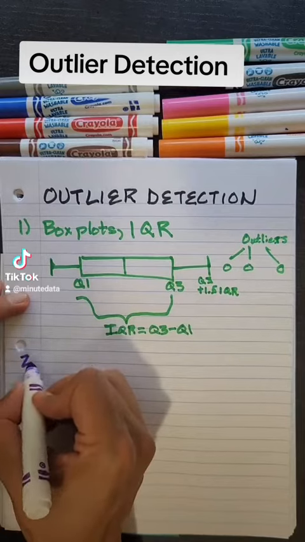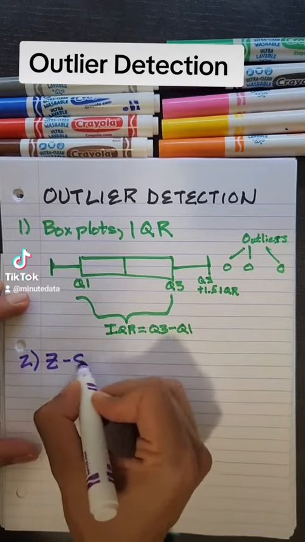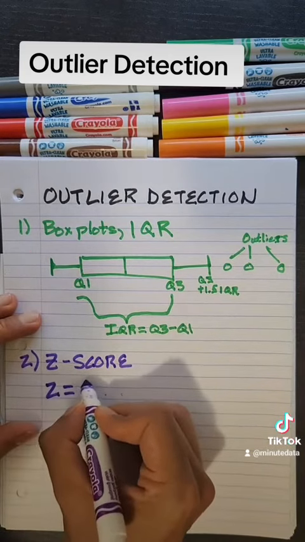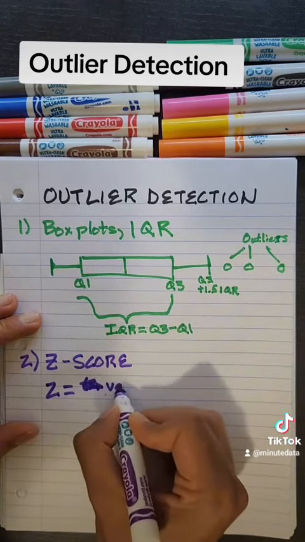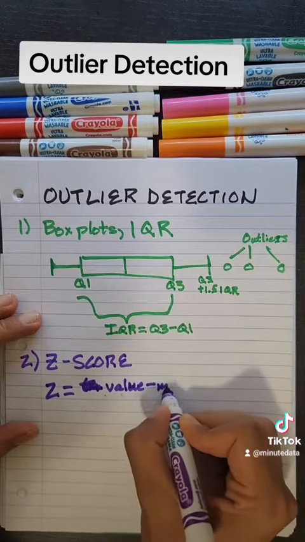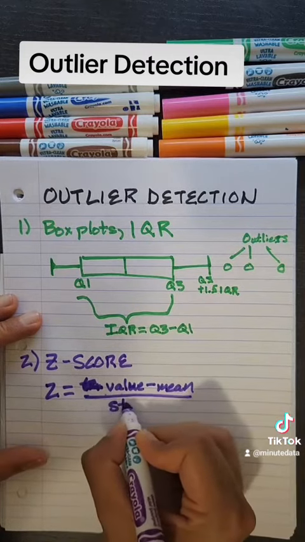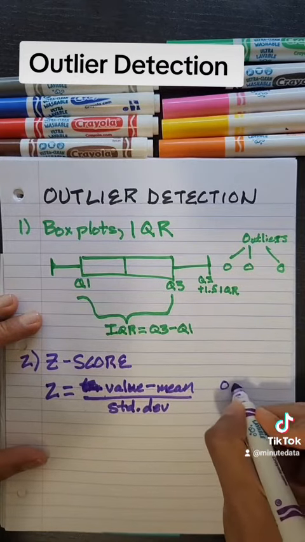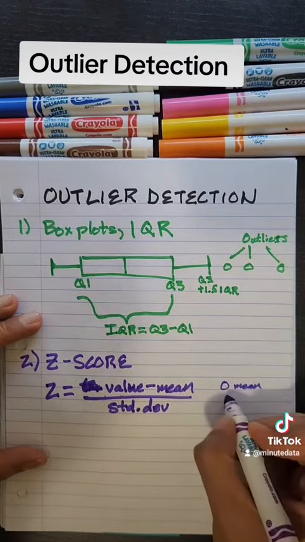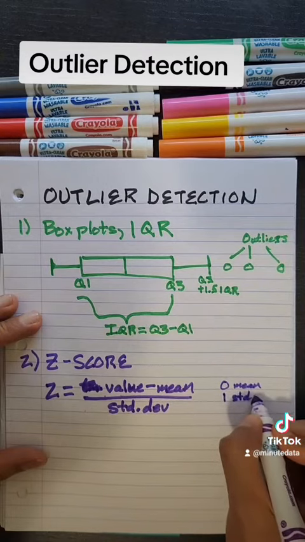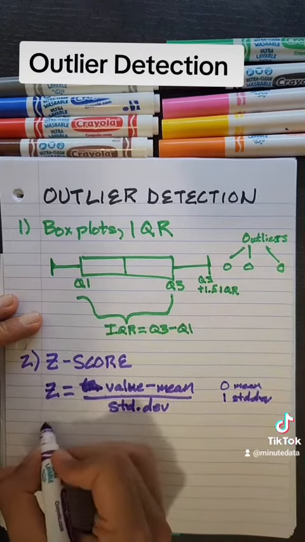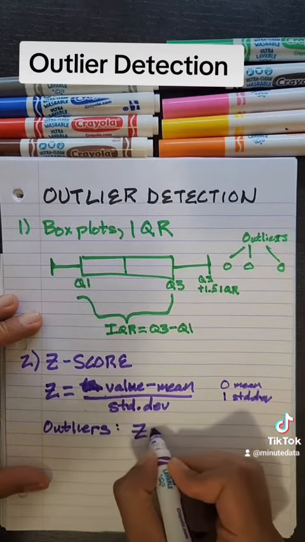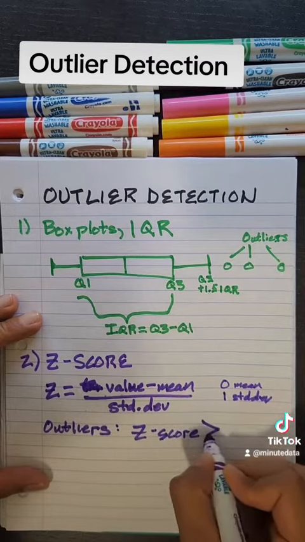So let's look at method two. Method two, we're going to look at z-scores. The z-score is equal to the value minus the mean, divided by the standard deviation. You're going to have a distribution with zero mean and standard deviation equal to 1. And then in this case, outliers are going to be anything with a z-score greater than 3.